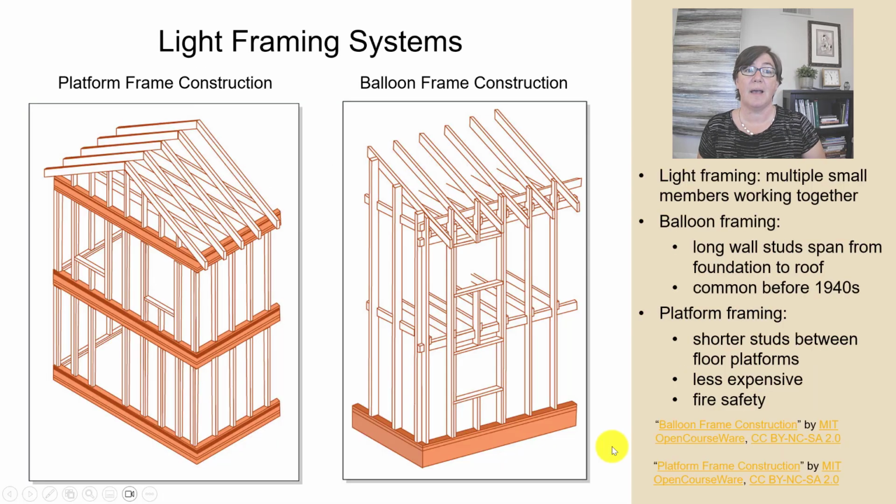There are two types of these light framing systems. Starting on the right, we've got balloon frame construction. What is a balloon frame? The difference is we have long wall studs. See how they span all the way from the foundation, this is one member, all the way up to the roof. That is the characteristic of a balloon frame. It was the most common structural system before about the 1940s. So if you're working on an older home, you might come across this one.